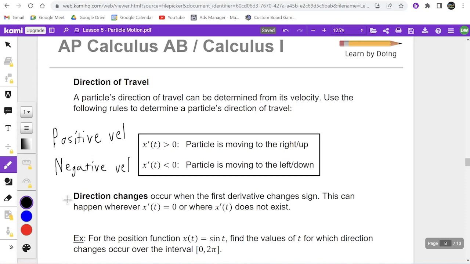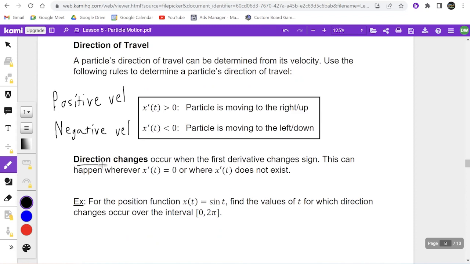And of course, we're going to be talking about direction changes. In other words, if you want to turn around, then what needs to happen is two things. Number one, in real life, if you want to turn around, you have to do two things, whether you know it or not.